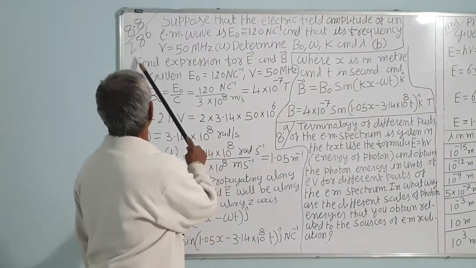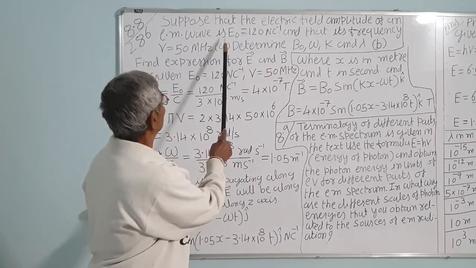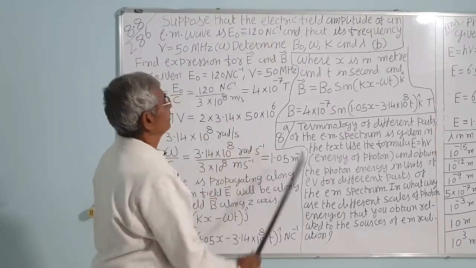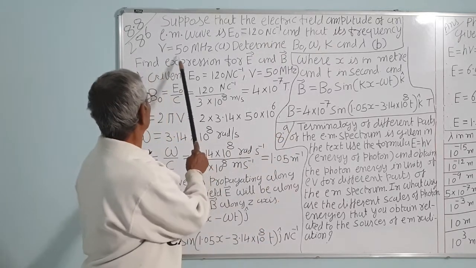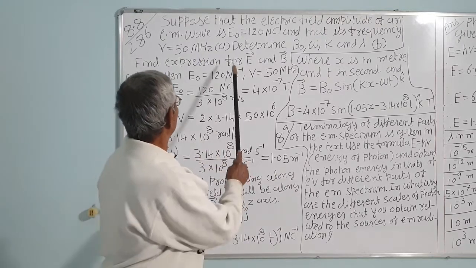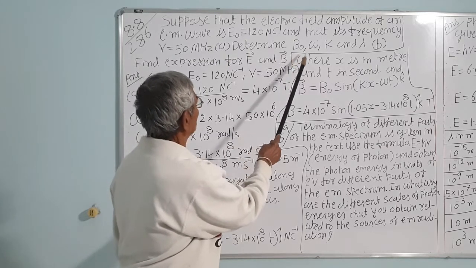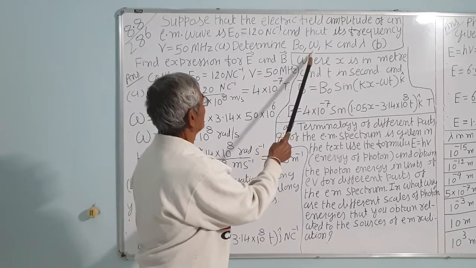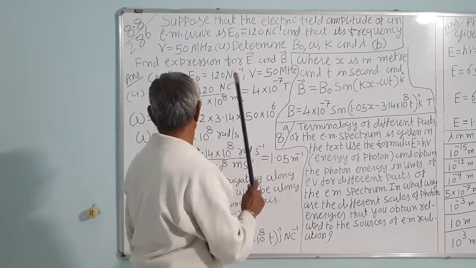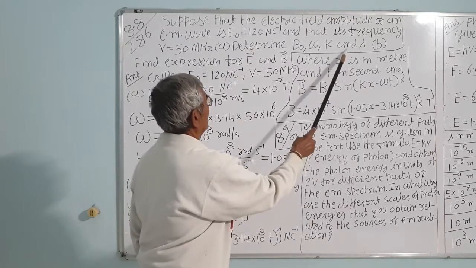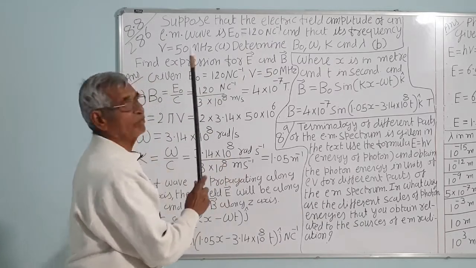Example 8.8 on page number 286. Suppose that the electric field amplitude of an electromagnetic wave is E0 equal to 120 Newton per Coulomb, and that its frequency nu is equal to 50 megahertz. A. Determine the magnetic field amplitude B0, angular frequency omega, K, that is omega by C, and lambda, the wavelength. B. Find the expression for E and B.